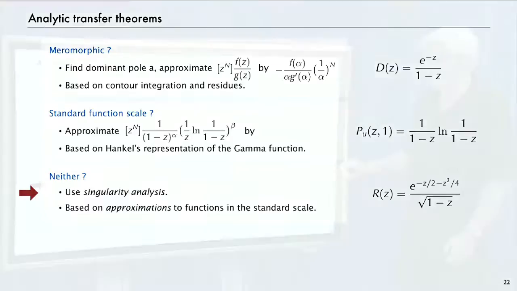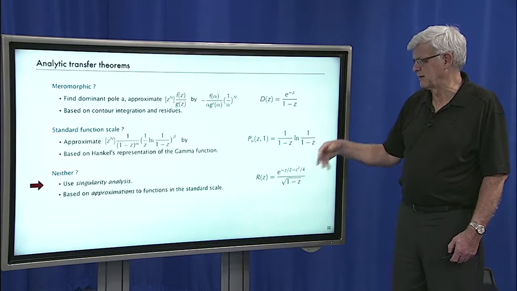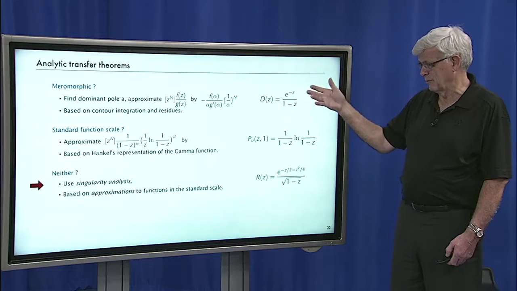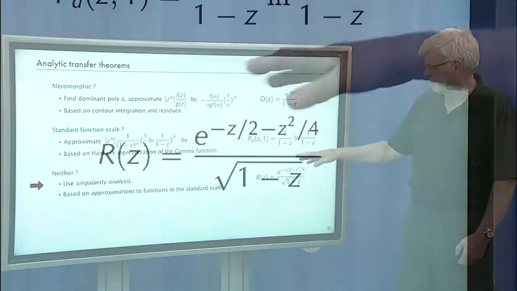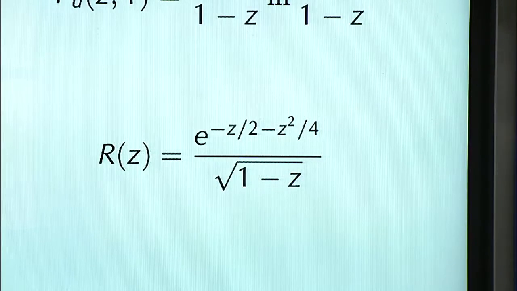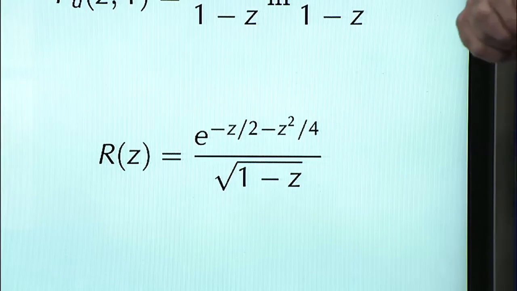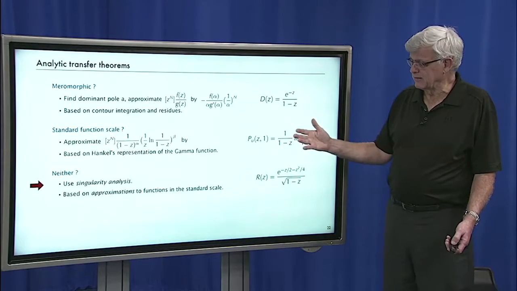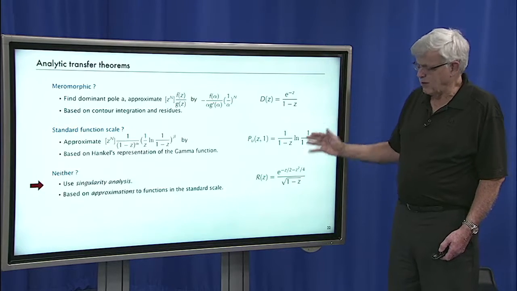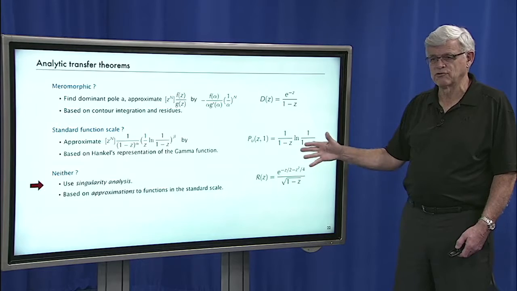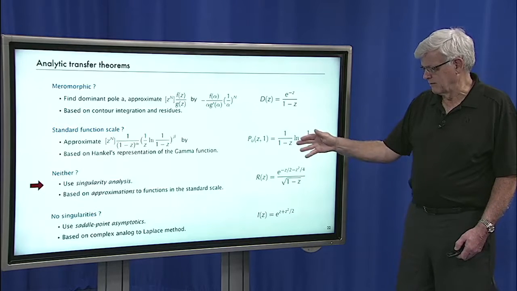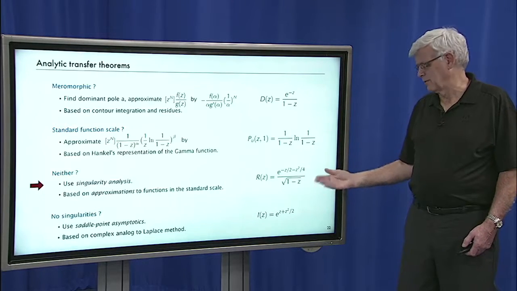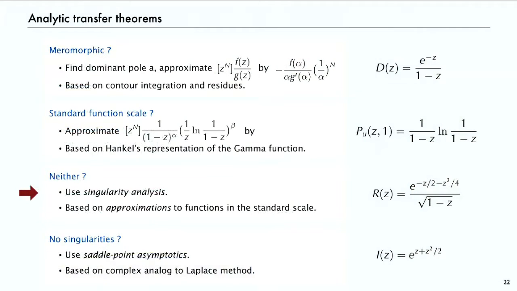And here's an example of a type of function that is neither meromorphic nor falls in the standard function scale. It's got a square root, but it's got a ratio of that with some other function. So the basic idea is to approximate this function with functions in the standard scale and then do the transfer. In the next lecture, by the way, we'll look at what happens when there are no singularities at all. But now we're going to talk about singularity analysis.